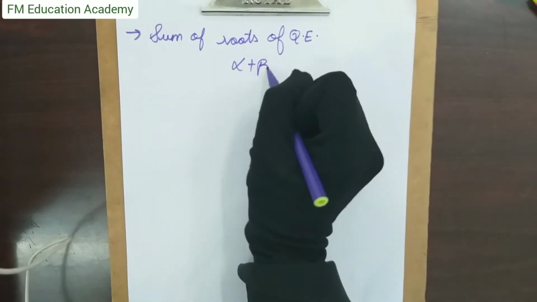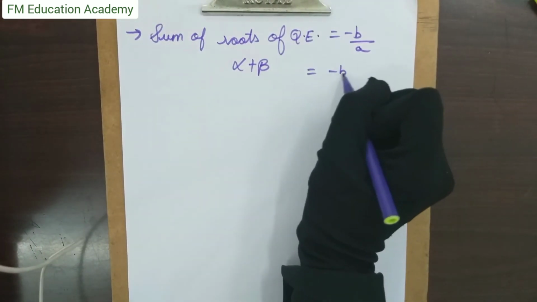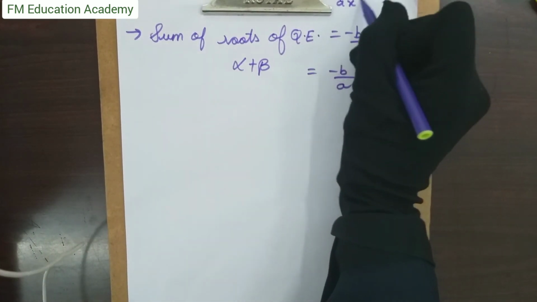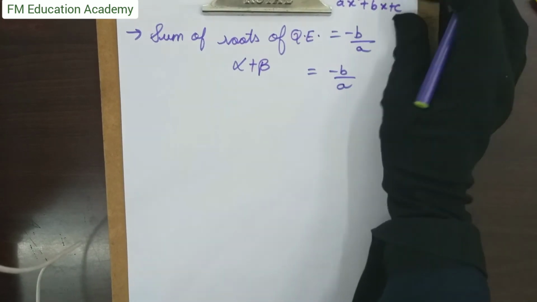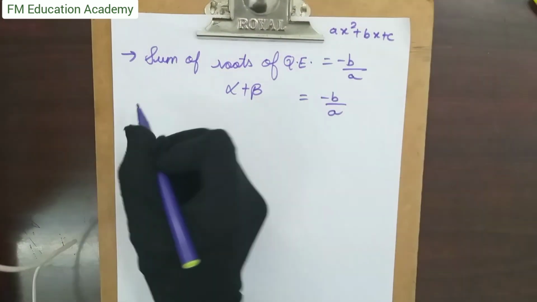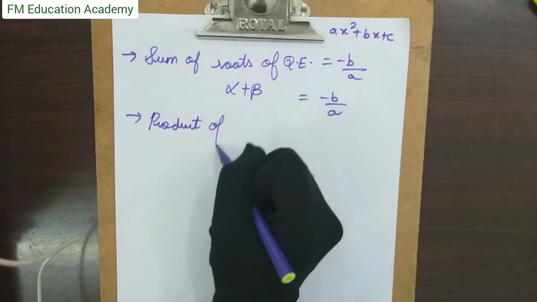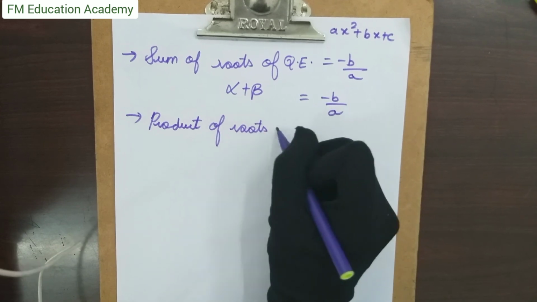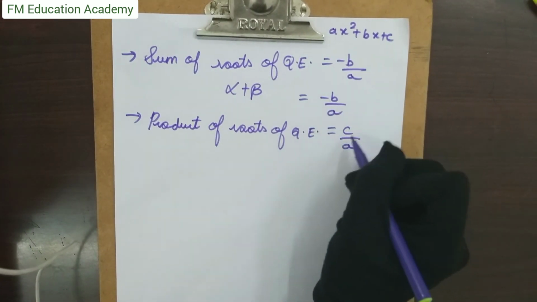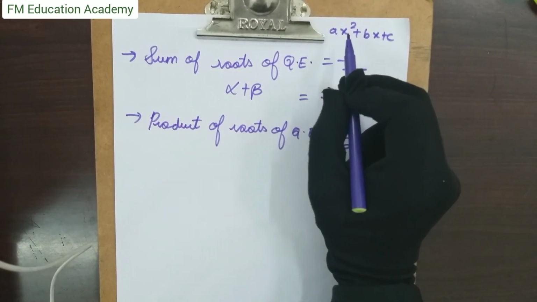Some more points in the case of a quadratic equation: the sum of roots of a quadratic equation, that is alpha plus beta, is given as minus b by a. We know that. What are b and a here? We get these b and a values by comparing with ax square plus bx plus c. Similarly, find out the product of roots of a quadratic equation. The product of roots is equal to c by a. You will take c from this quadratic polynomial and a also from this quadratic polynomial.